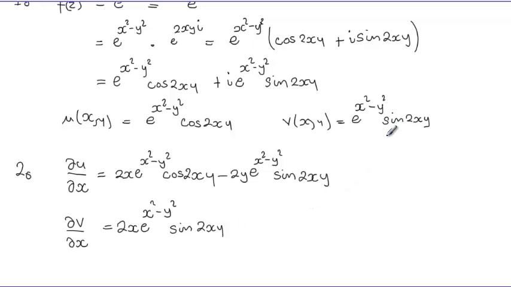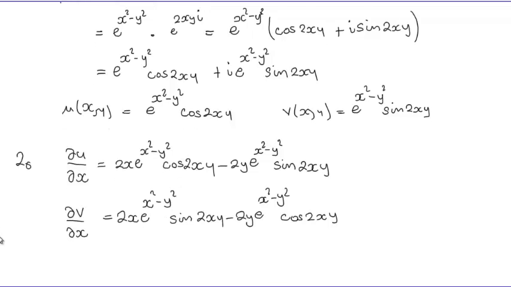Now differentiating sine, the derivative of the argument is going to be 2y, again multiplied by the exponential to the power x squared minus y squared. That now is going to be cosine 2xy.